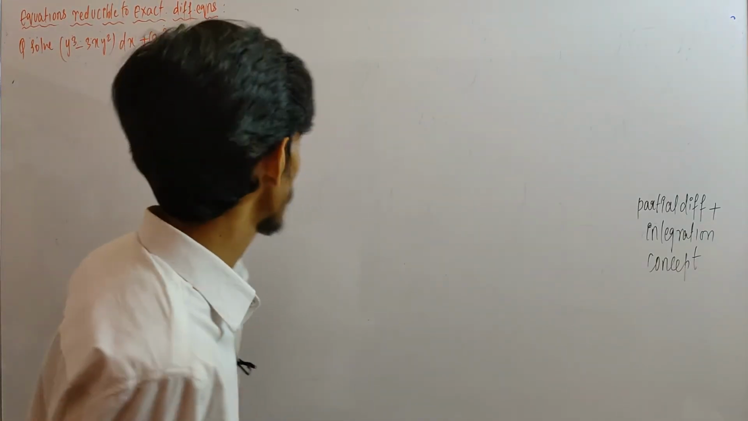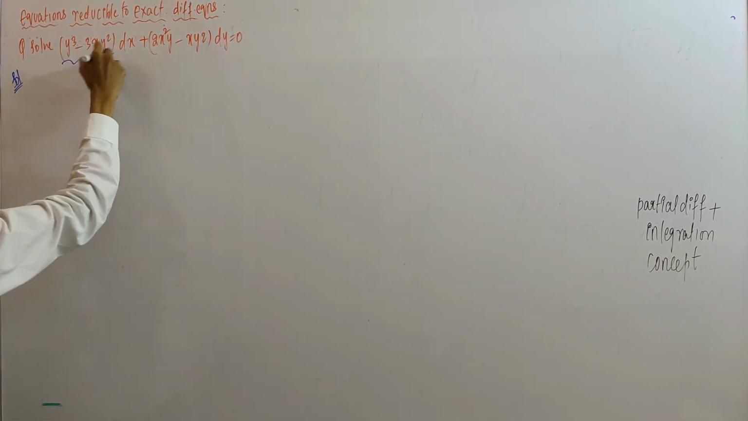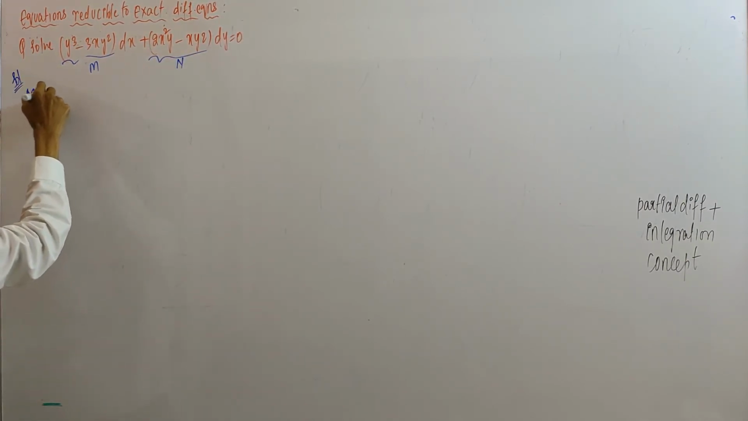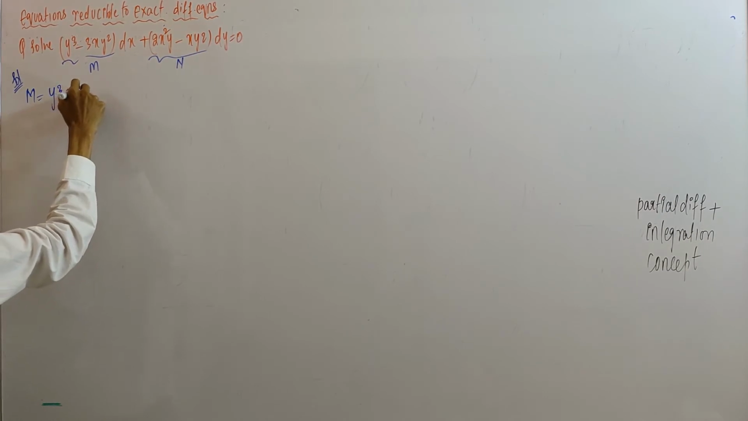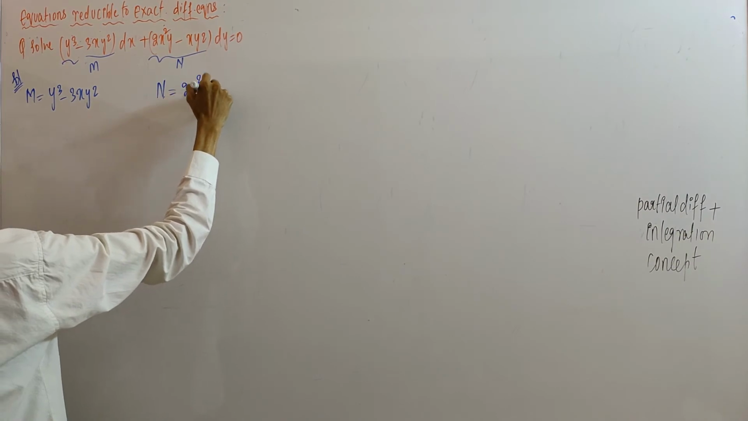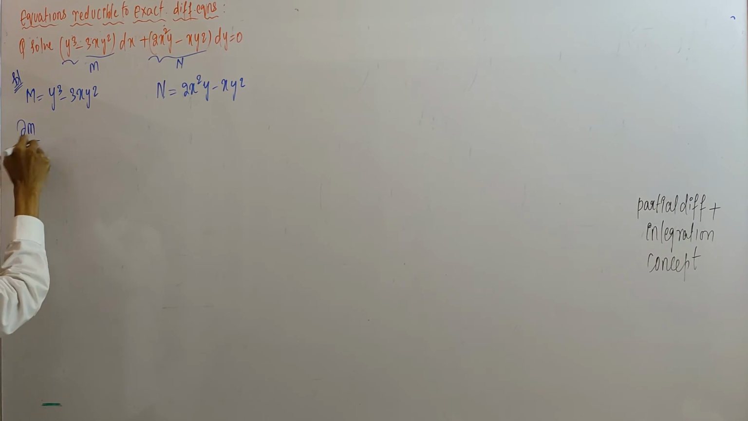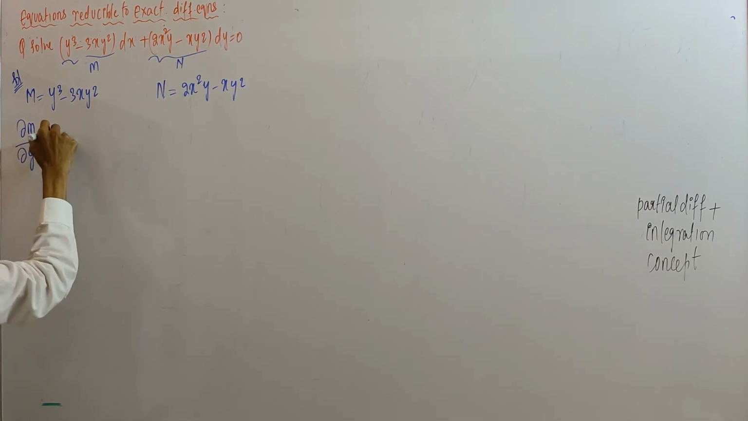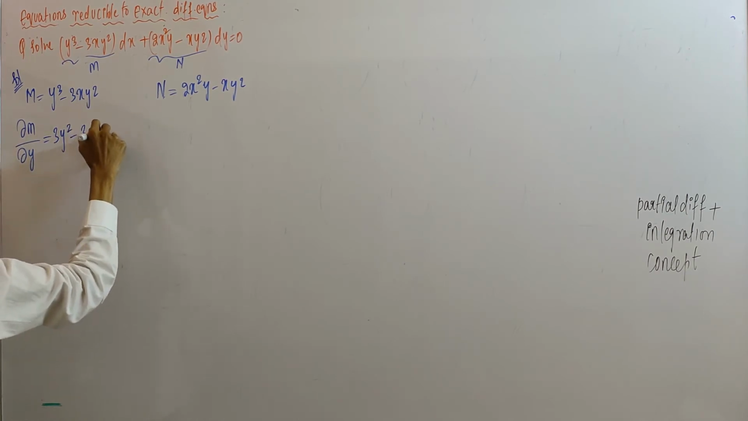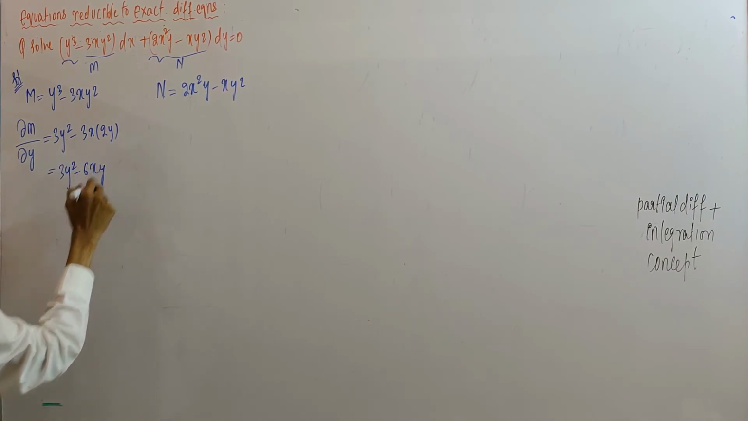Let us see the solution for this question. It is in the form of M dx plus N dy equal to 0. So the value of M is y cube minus 3x y square. N value is 2x square y minus x y square. Differentiating M partially with respect to y, this will become 3y square minus 3x into y square derivative, which is 2y. So I'll get 3y square minus 6xy.